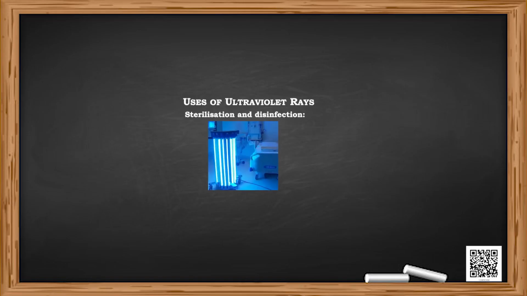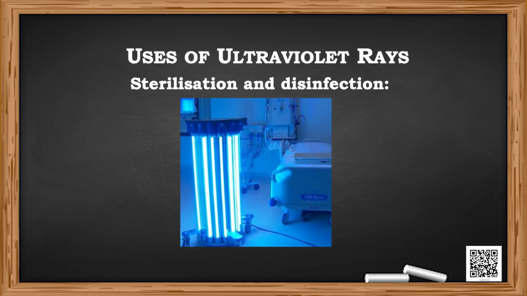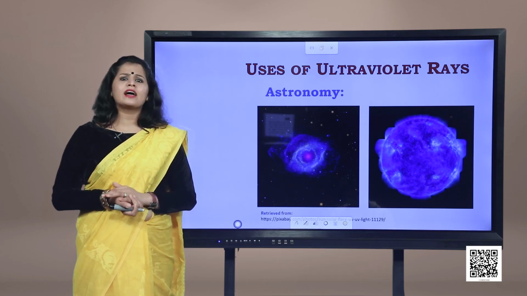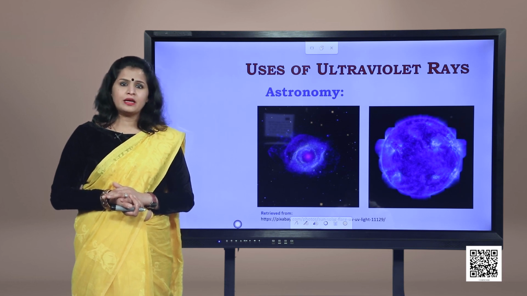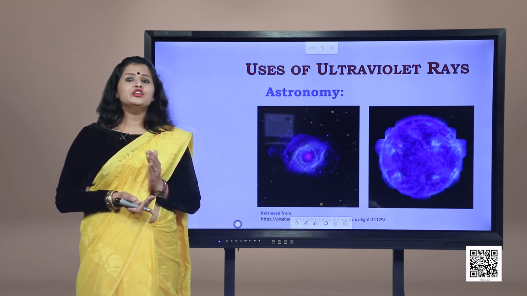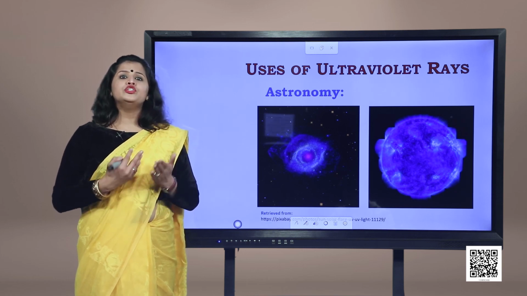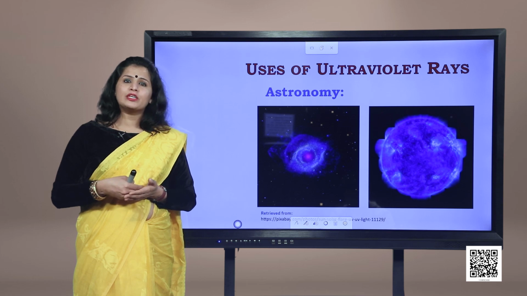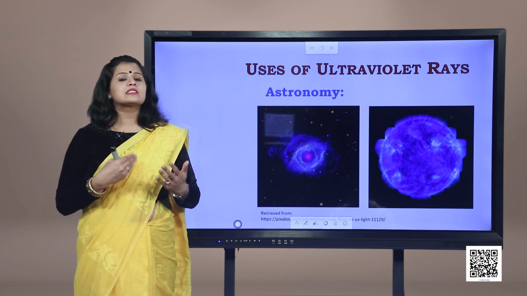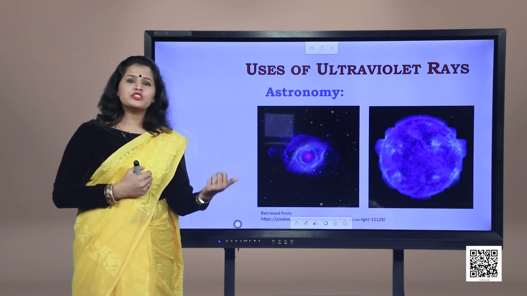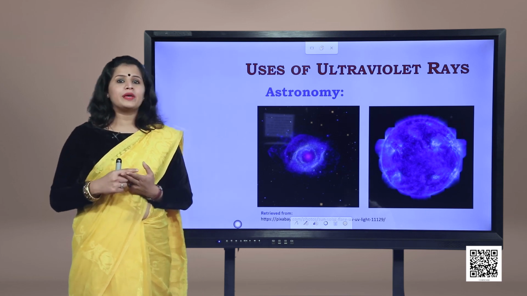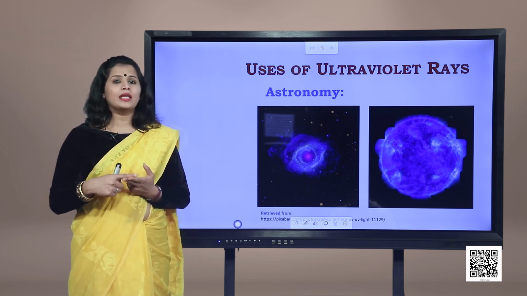As in the slide displayed, UV rays are used to sterilize and disinfect in hospitals and highly sensitive laboratories. There are many things that are not visible to human eyes but can be seen in UV light. In astronomy labs, there are UV telescopes to see images of various celestial objects. On your screen, you can see two images taken in UV light.